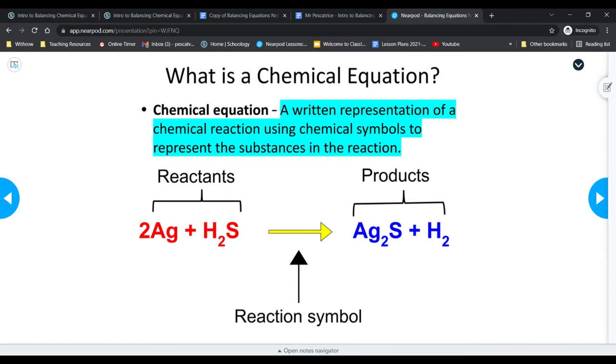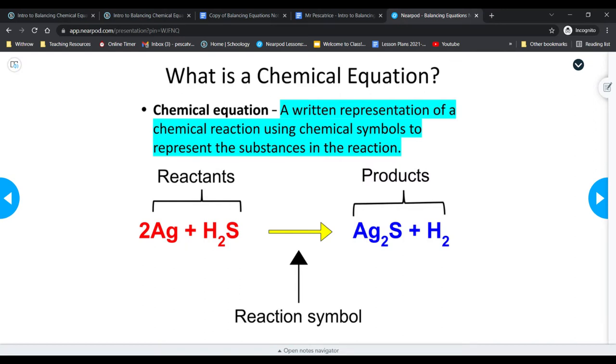So Ag plus H2S yields or makes Ag2S and H2. A couple things we need to know about this: Ag is the periodic table symbol for silver. H2S is the symbol for the compound dihydrogen monosulfide. Now, if you think that is a lot to say, it is. And the regular name they use for that is sulfuric acid.